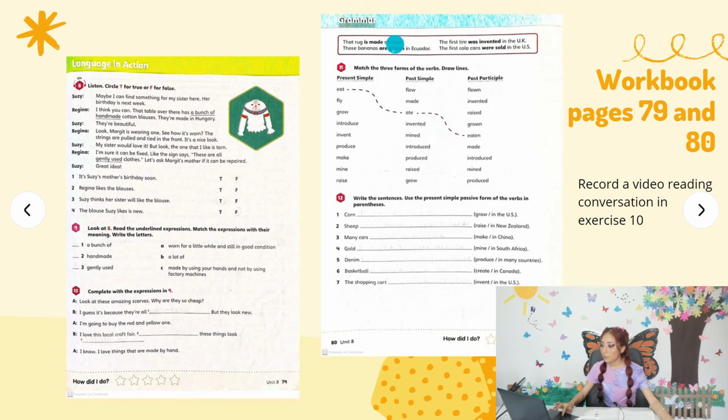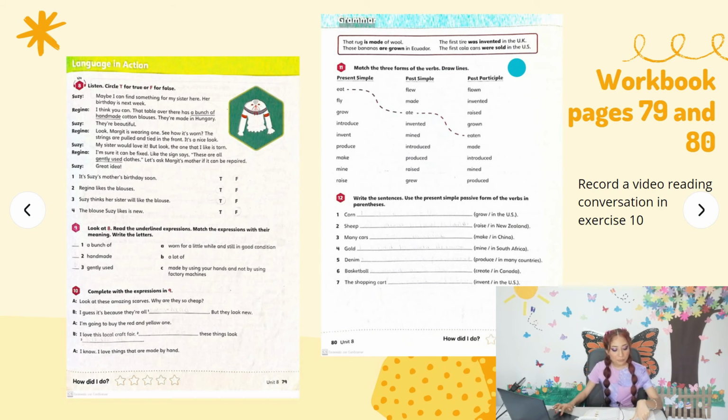Okay, y estos están en presente passive voice. In this side we have past passive voice. So that's what they are going to use: verb to be in past, was and were. The first tire was invented in the UK. The first cola cans were sold in the United States.